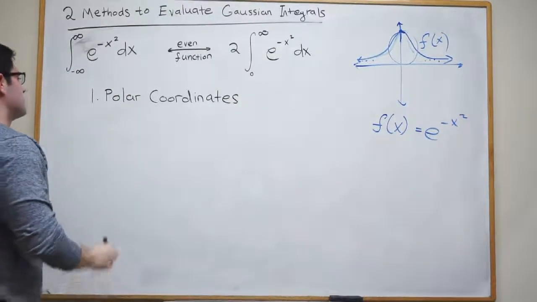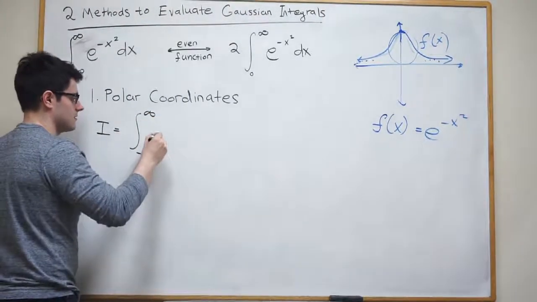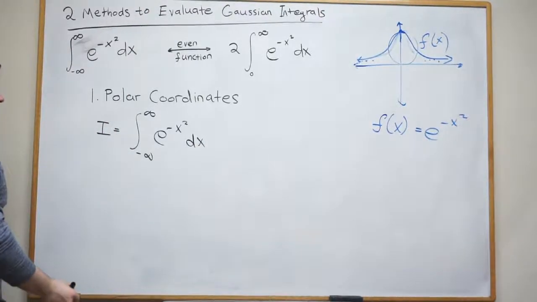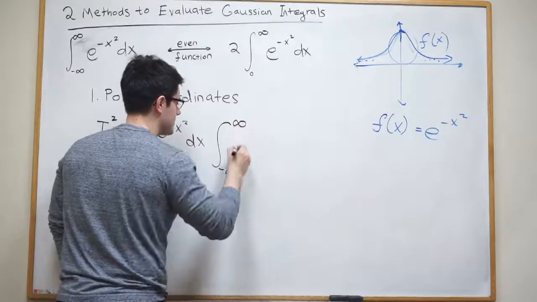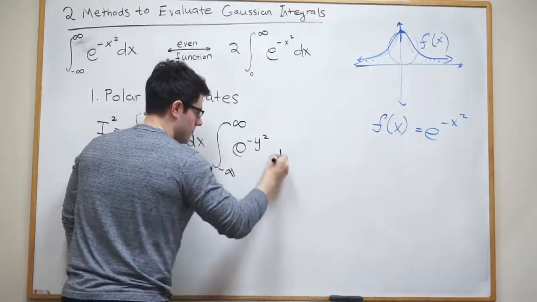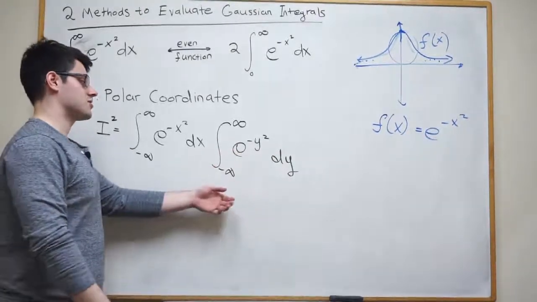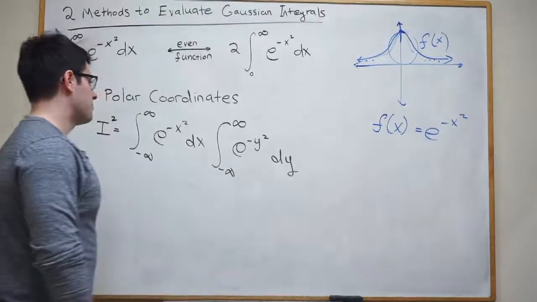Okay, and so what you do is you call this first integral I. And then you write I squared and put another integral that's exactly the same, but use a different dummy variable. And the variable you use does not matter, right? Because it's just integrated over. So these will give you the exact same values out.